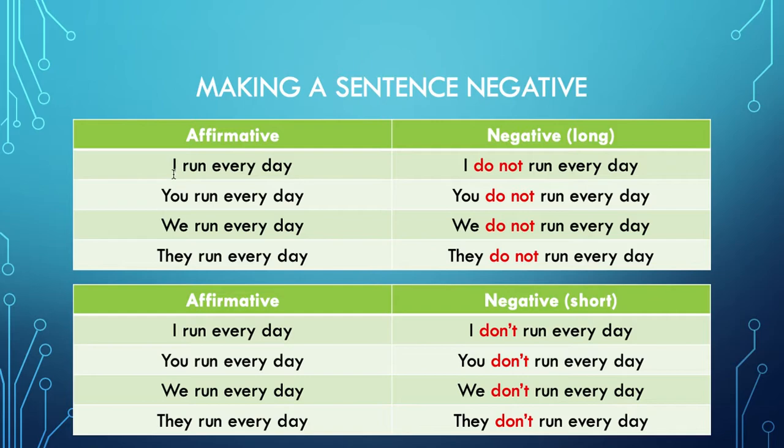So for example, I run every day. The negative long form, I do not run every day. You run every day. You do not run every day. We run every day. We do not run every day. They run every day. They do not run every day.